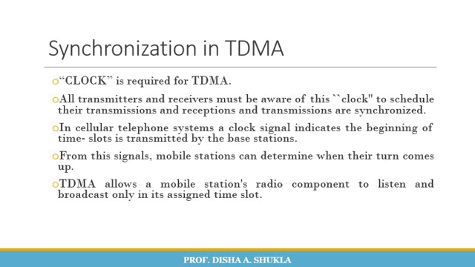The transmissions are synchronized. In a cellular telephone system, a clock signal indicates the beginning of the time slot, and it is transmitted by the base station. From this signal, mobile stations can determine when their turn comes up. TDMA allows a mobile station's radio component to listen and broadcast only in its assigned time slot.